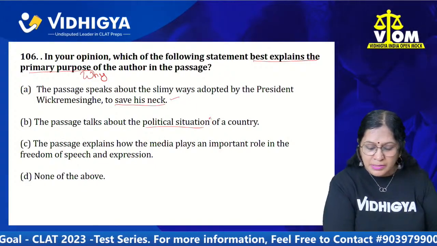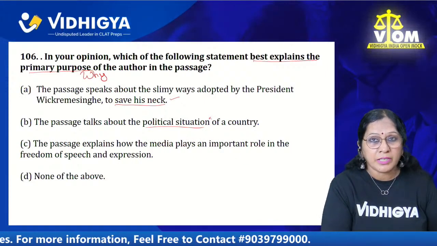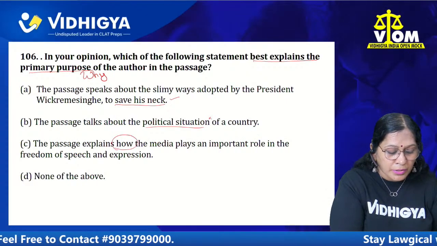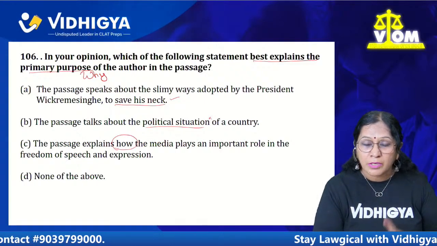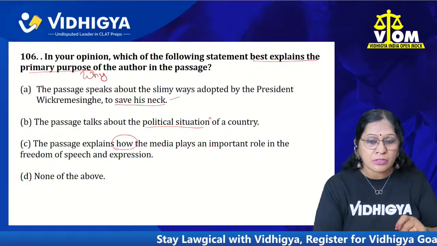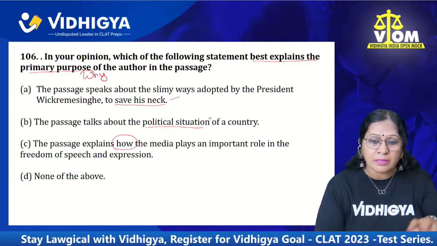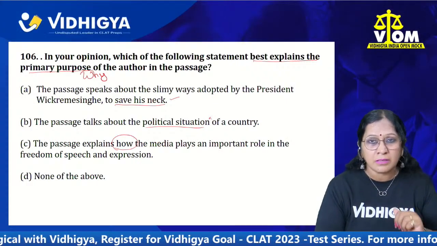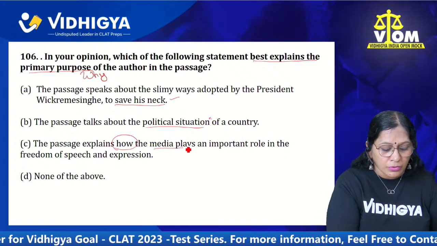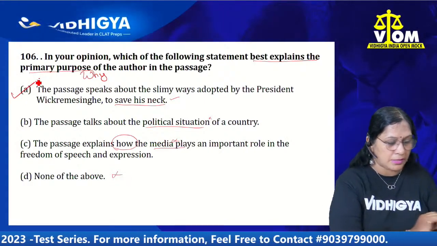So, the passage explains how the media plays an important role in the freedom of speech and expression. Media plays an important role, right? But how it is playing the important role, was that mentioned in the passage? Because we talked about the president in both the paragraphs, right? Last paragraph also talked about the support that he was getting from the Rajapaksa's family. So, mainly the paragraph was revolving again around the president. So media plays would be out, none of the above out, and we have A as the answer.